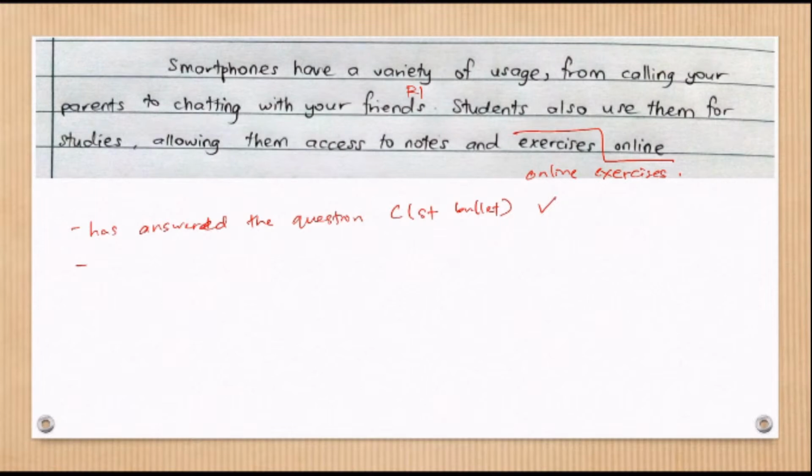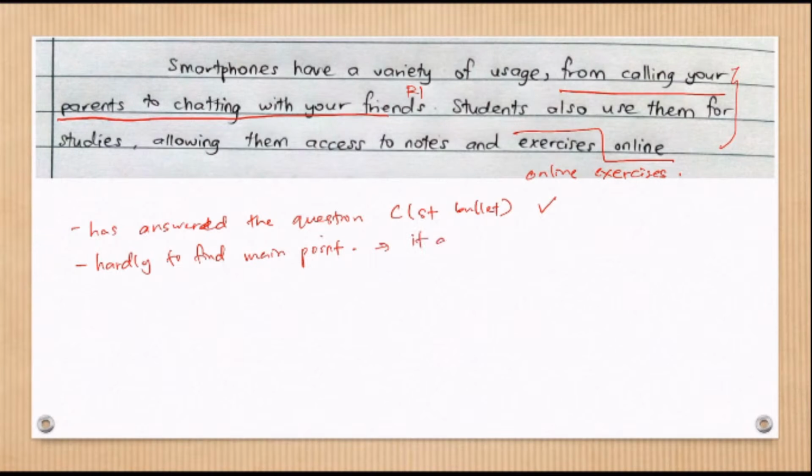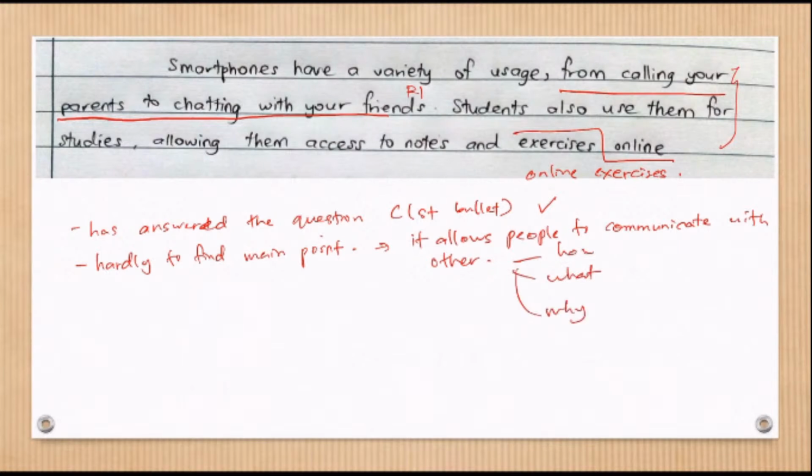Did you manage to find a clear main reason? No, right? Because we have two different points here. My comment here, hard to find the main point. What she should do is explain about the main idea. From these four reasons of having smartphone, she or he should choose one. Let's say why people have handphone, because it allows people to communicate with others, to chat. Then explain how, what they can do, and why you think that having smartphone allows people to communicate with others. So this is the thing that she should do.